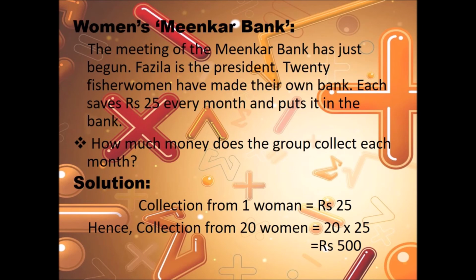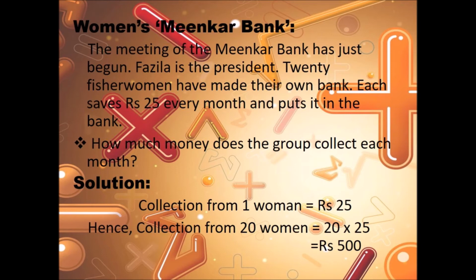Next, we are going to see the Women's Mean Car Bank sum. The meeting of the Mean Car Bank has just begun. Fasila is the president. 20 fisherwomen have made their own bank. Each saves rupees 25 every month and puts it in the bank. How much money does the group collect each month?